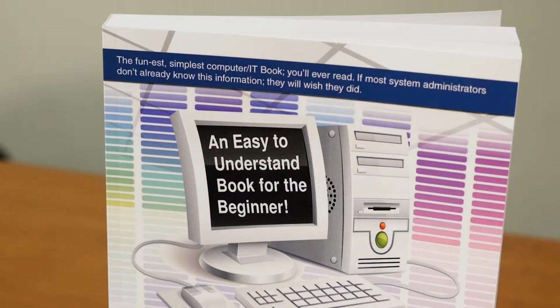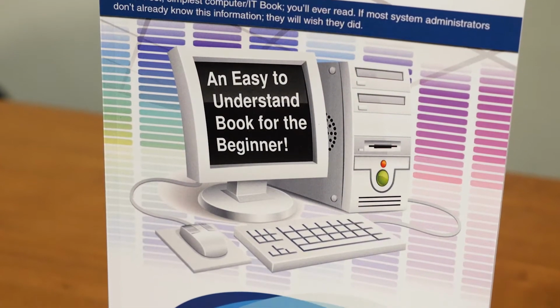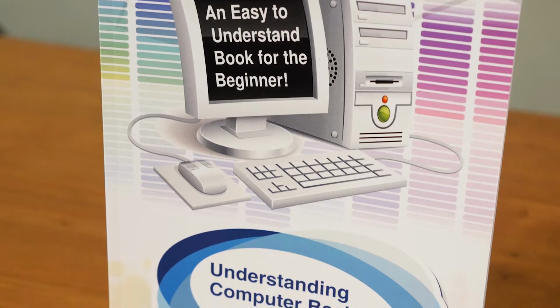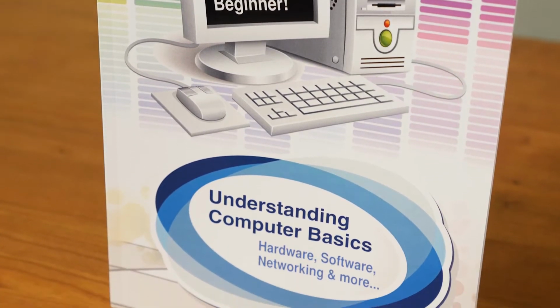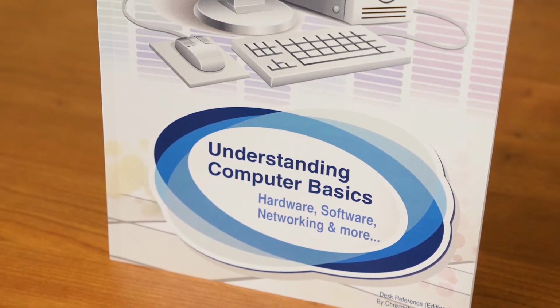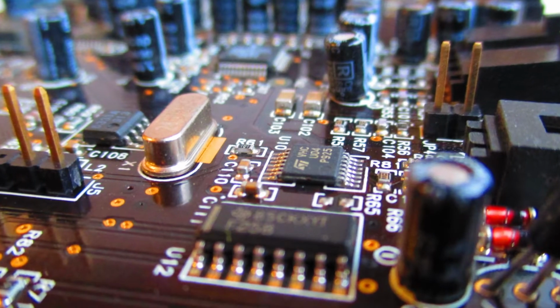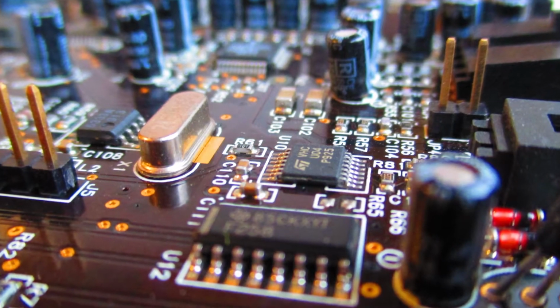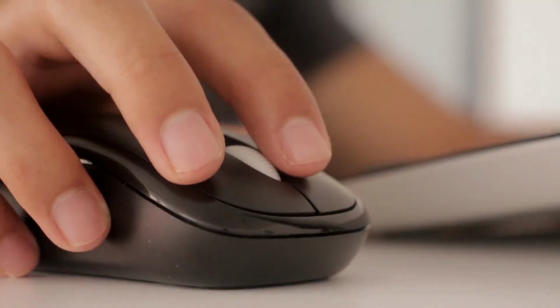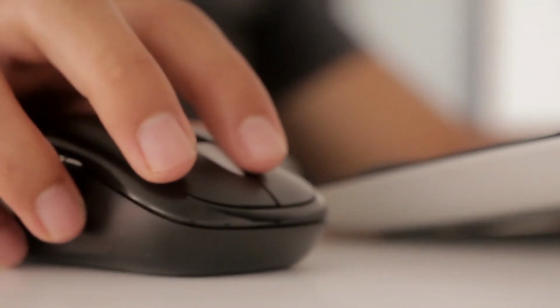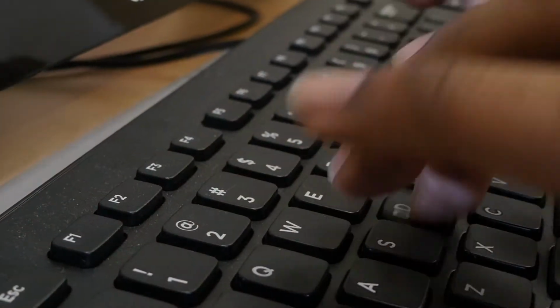This book, Understanding Computer Basics, starts off at a very entry level and then goes up a little more advanced as you get into it. But it's in very, very simple terms. We start off with hardware, computer hardware. What's a hard drive? What's a mouse? How do I use a mouse? How do I go through and do computer terms?